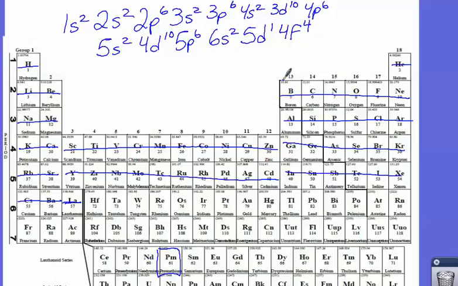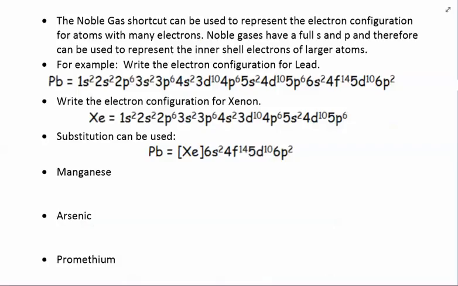If I added up all of the exponents, I would have the same quantity that I need for promethium, which is 61. So after writing out promethium, you might be thinking, well, that was a lot of writing, and we were really only interested in the last part. So there is another way that we can shorten this. It's called the noble gas shortcut.